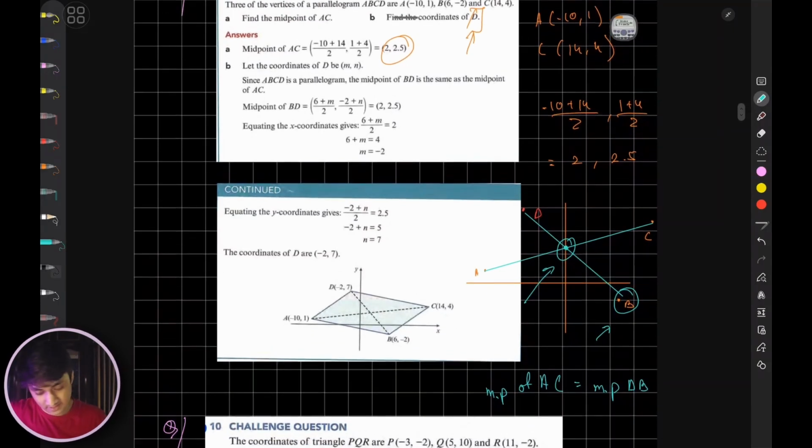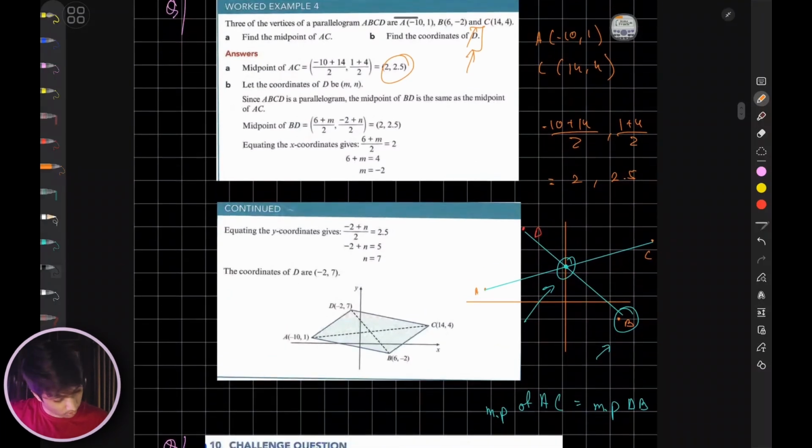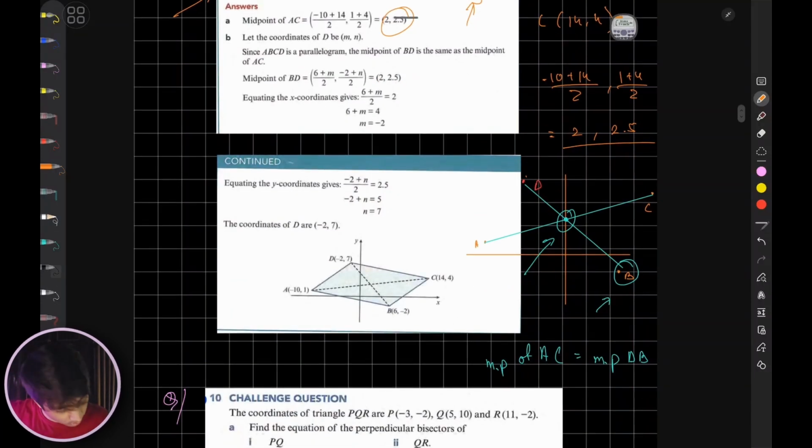If we go by their example, I will first have to find the midpoint of AC, which is again the midpoint of DB. To find the midpoint of AC, we have already done it in part A, so they've already made it easier for us. The midpoint we know to be (2, 2.5). This is again the midpoint of DB. If we had to find the midpoint of DB, let's consider the coordinates of D as X and Y, by the way. This is going to make it a bit simpler.